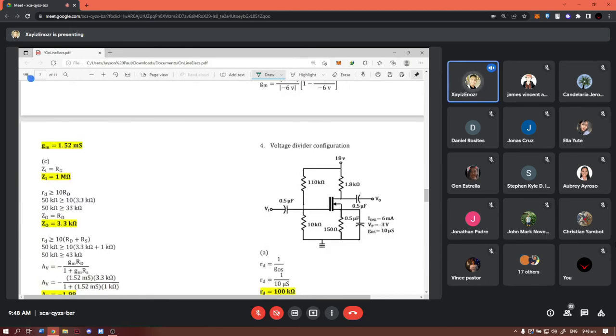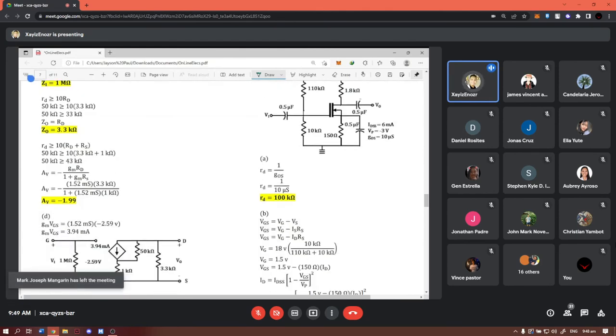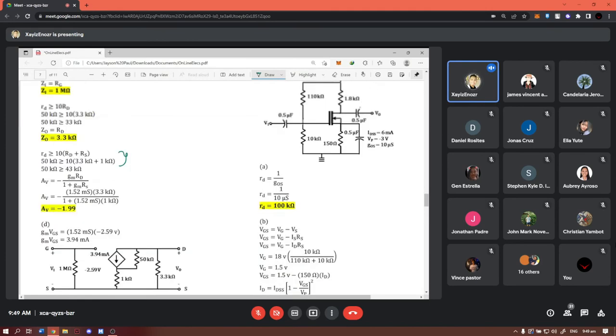So input natin 1 mega ohms. Okay? So tingnan natin yung RD, yung condition na met naman. So we can just simply out impedance, kung ano yung drain resistance, 3.3. So ang nagkatalo is dun ngayon sa voltage gain. So makita natin, since na-meet naman din yung condition for voltage gain na mas malaki yung ating dynamic resistance sa pinagsamang drain resistance tsaka source resistance. Okay, so we have here, ang gagamitin na lang natin is negative GM RD over 1 plus GM RS. So therefore, ang nakuha natin voltage gain is negative 1.99.